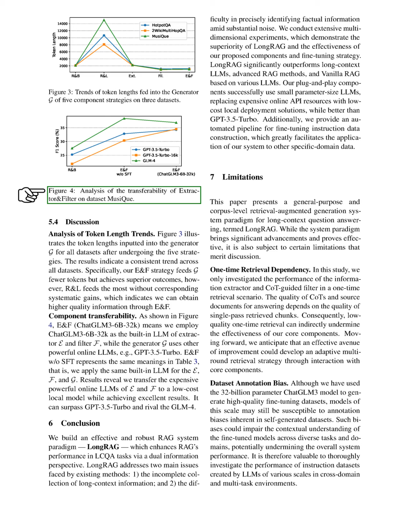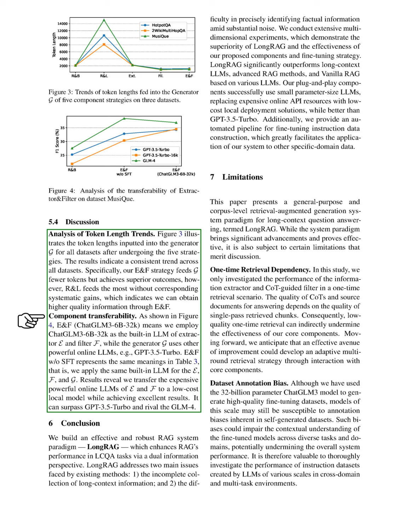We also examine component transferability. Here, E&F refers to using ChatGLM3-6B-32K as the built-in language model for our extractor, E, and filter, F, while G utilizes other strong online language models, such as GPT-3.5-Turbo. When we mention E and F without SFT, we mean that we are using the same built-in language model for E, F, and G. Our results indicate that we can effectively transfer the capabilities of expensive online language models to a more affordable local model, achieving excellent outcomes that surpass GPT-3.5-Turbo and compete with GLM-4.